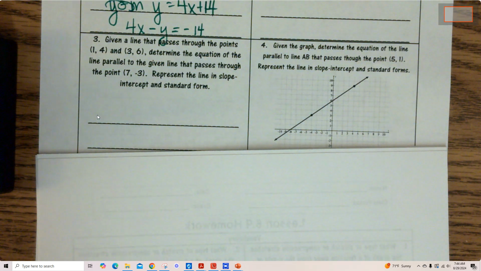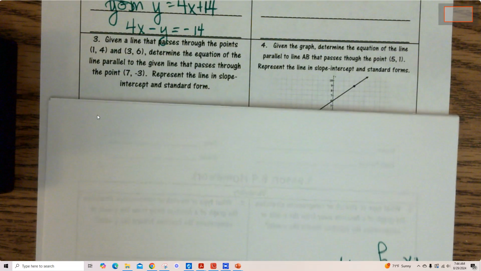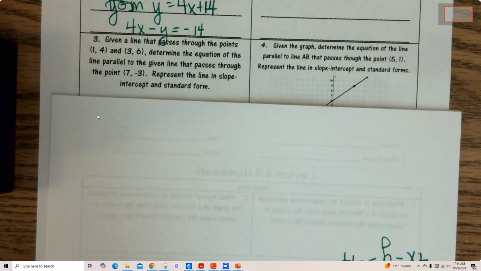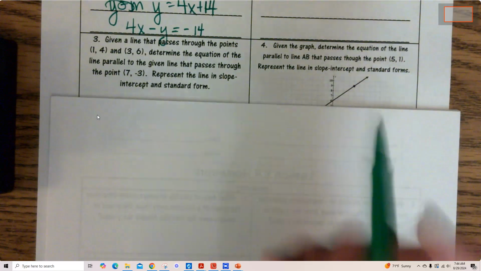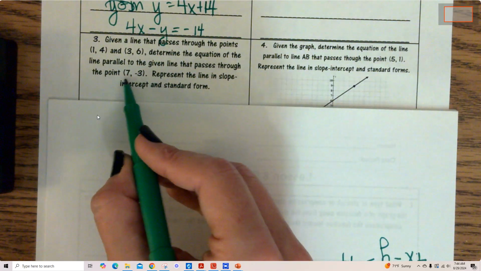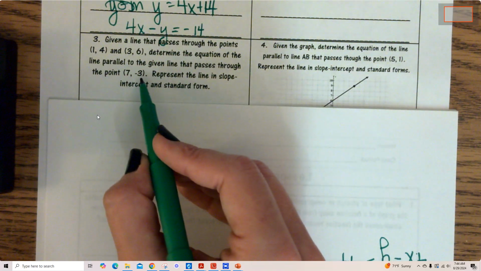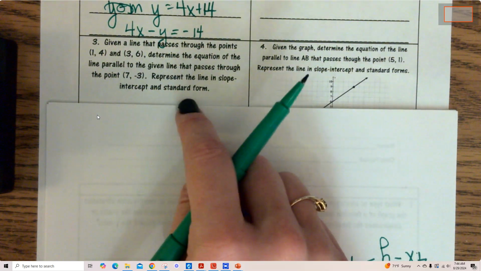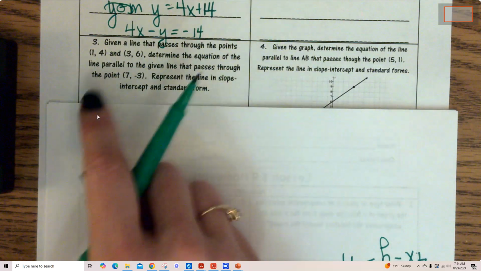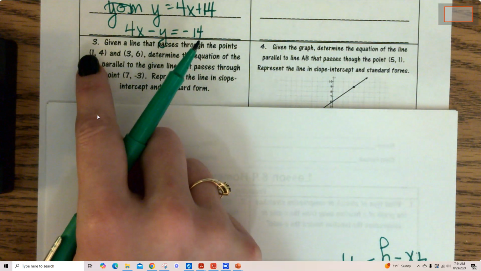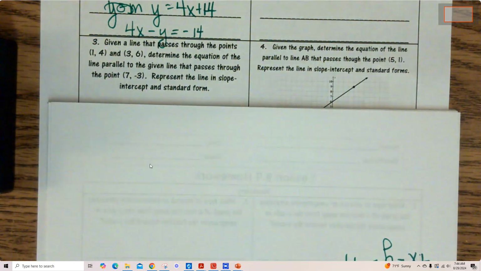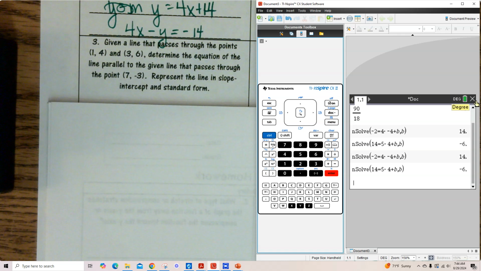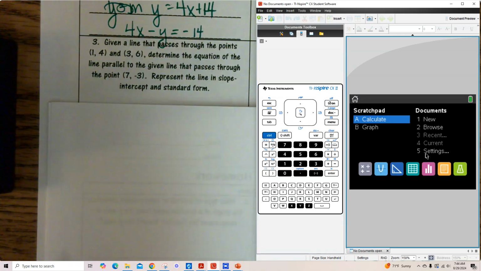All right, the next question we have is number 3. It says, given a line that passes through the points 1, 4 and 3, 6, determine the equation of the line parallel to the given line that passes through the point 7, -3. Represent the line in slope-intercept and standard form. For this one, all we need is the slope, and I can use my calculator to find the slope. We did this last year.